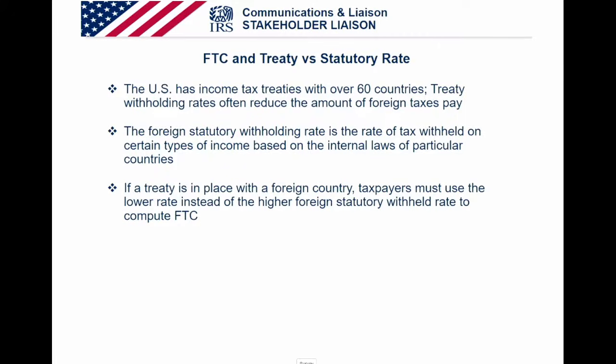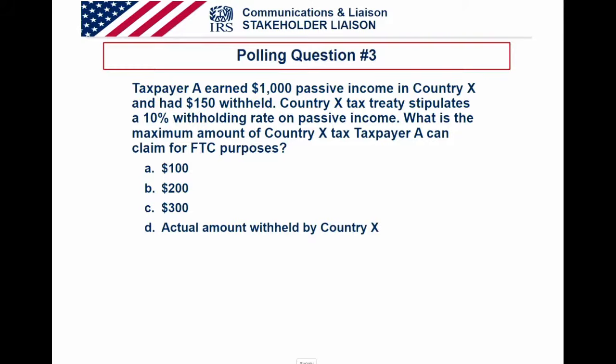So I think now is the time for our third polling question. Yes, it is a perfect time for a polling question. So, audience, here's our third polling question.